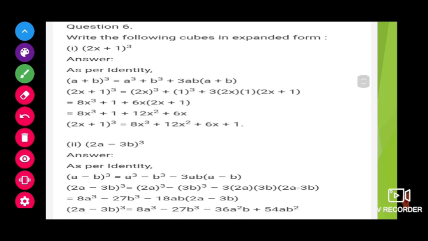Next children, write the following cubes in expanded form, meaning applying the formula. That's it children. x plus y whole cube. What is the formula? A plus b whole cube. What is the formula? a cube plus b cube plus 3ab into a plus b. So here a is 2x, b is 1. So apply 2x cube plus 1 cube, plus 3ab, 3 into 2x into 1 into a plus b, 2x plus 1.